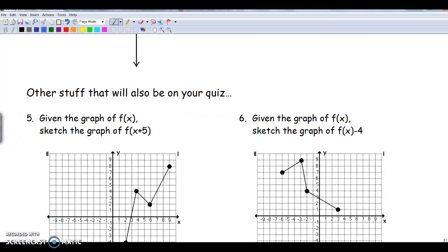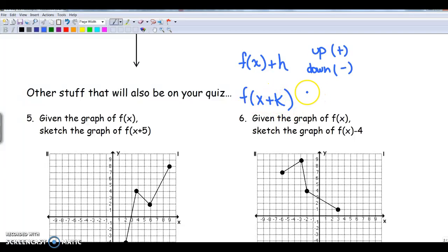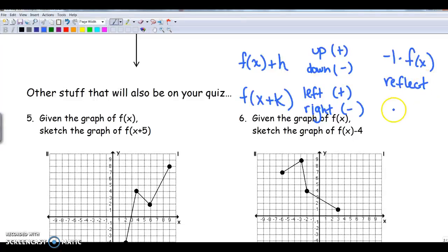Other stuff that's going to be on your quiz. We talked about this stuff on Thursday. Remember, if you have something like f of x and then it's plus h, like this, that's going to move your graph up if it's a plus sign or down if it's a minus sign. If you have something inside the parentheses, remember that left will actually be plus and right will actually be minus. And then if you have something like a -1 times f of x, that means it's going to reflect over the x-axis. All right, so those are the 3 different things that will be happening to our graph.